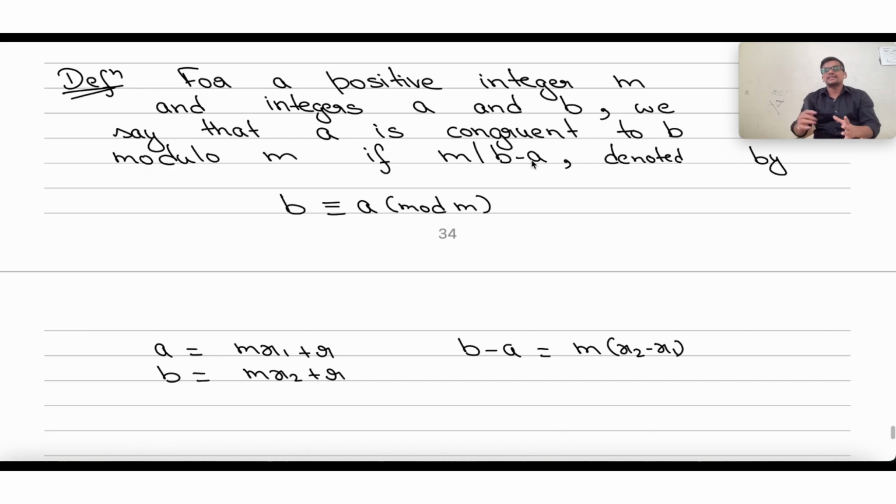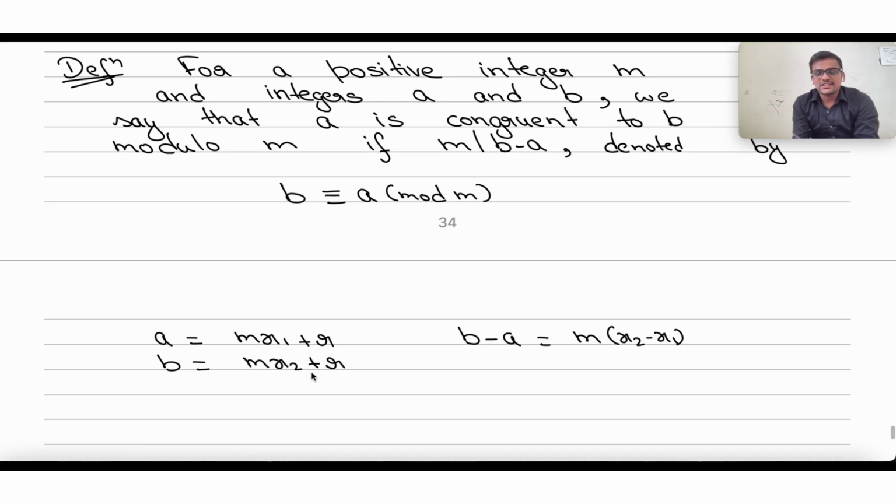b minus a will be nothing but m into (x2 minus x1), and clearly it is divisible by m. That is only what we are saying. Got it or not? This is very easy, right? And I hope that activity will help you to understand this one. So see the definition, how nicely it is written. I hope you understand these things, right? And you have a nice feeling for this topic. Now we will give some questions to identify whether they are congruent modulo m or not.